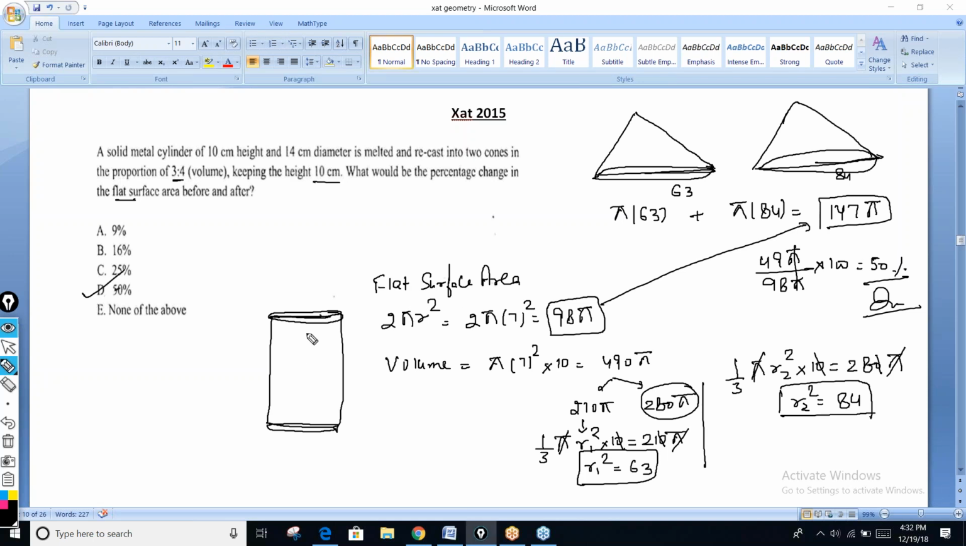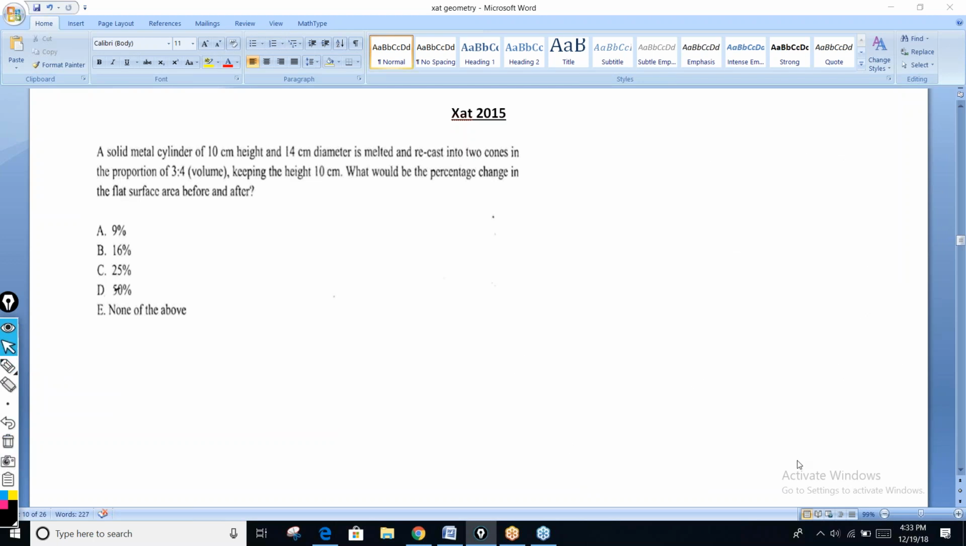So flat surface area, you need to remember, is the area of the base only. So 98 pi earlier, now it becomes 147 pi. As you can see, there are certain questions based on mensuration as well which have appeared. So not only geometry, but mensuration is also important as far as Z is concerned. So go through the basic concepts of mensuration. Come to the next one.